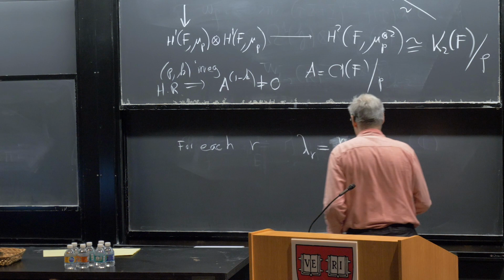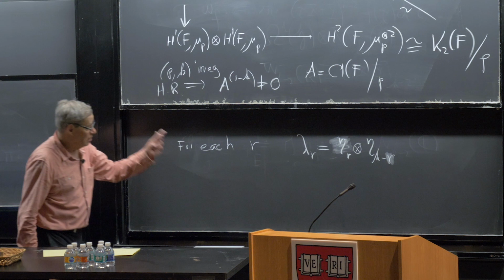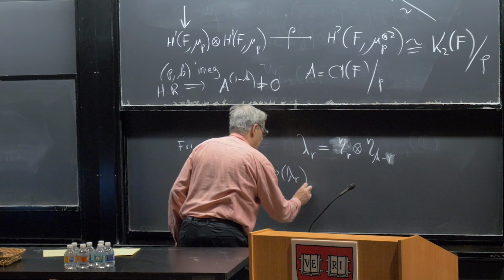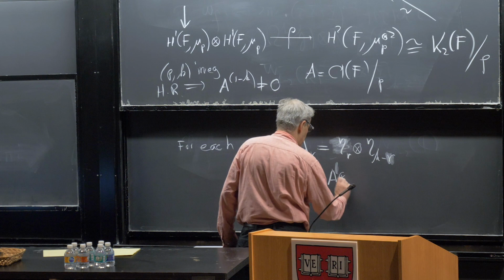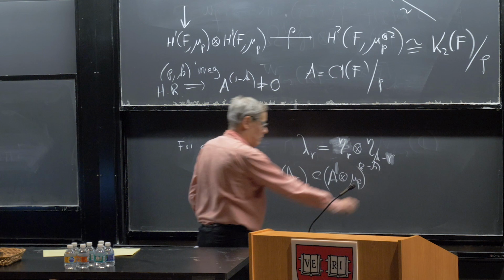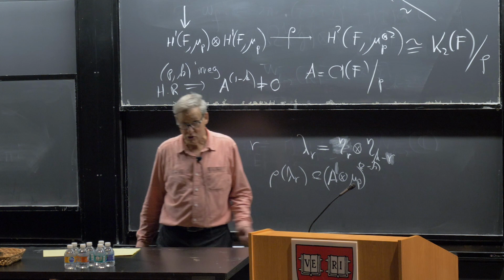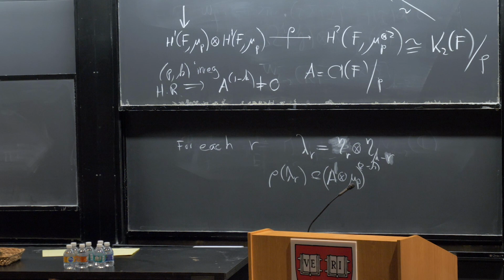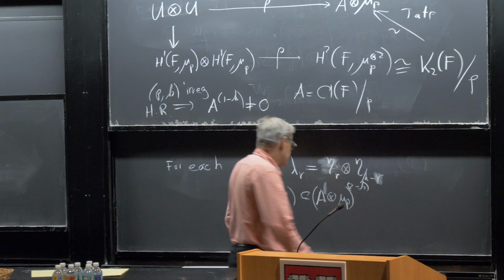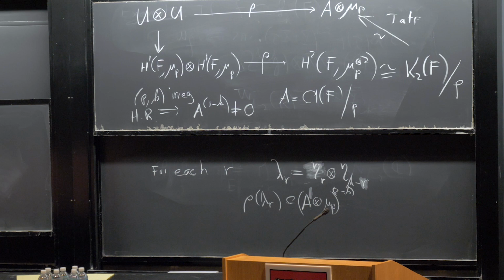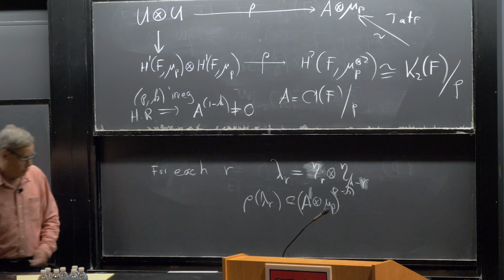And so this then is an element of U tensor U. I'm thinking of it as an element of U tensor U. And then I call this map up here rho, and I take rho of lambda_r. That lives in this A tensor mu_p^(2-k). Now, under special conditions, this group, this ring, is an F_p vector space, if you like. It will be one dimensional in examples. It's always been seen to be one dimensional. It could be higher dimensional, in which case what I'm saying is too weak. But the point is that I can take a linear functional of this thing and identify a piece of it as a line. So I'm going to think of rho of lambda_r as actually being an element of F_p, given the choice of some linear functional, if you like.